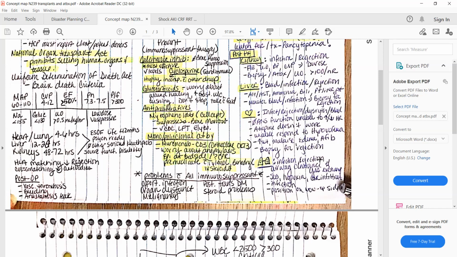Heart. Here's the thing they have to think about with the heart and the lungs: we have no autonomic nervous system response. So if your patient goes into septic shock and your patient has a heart transplant, are they going to become tachycardic?